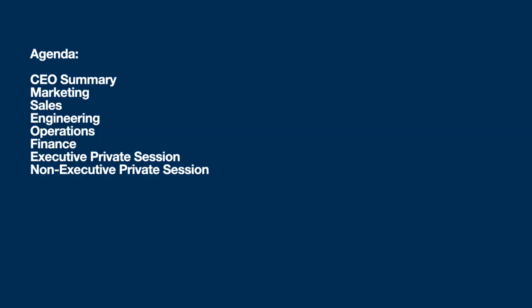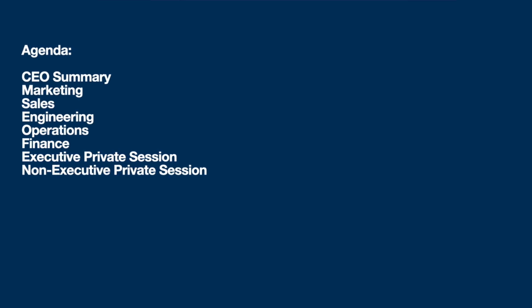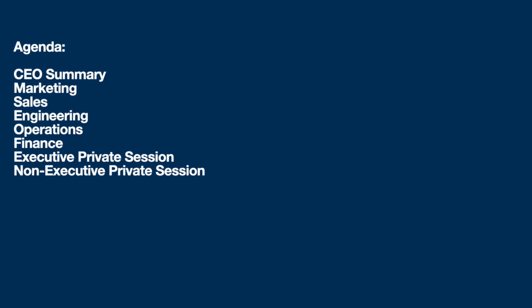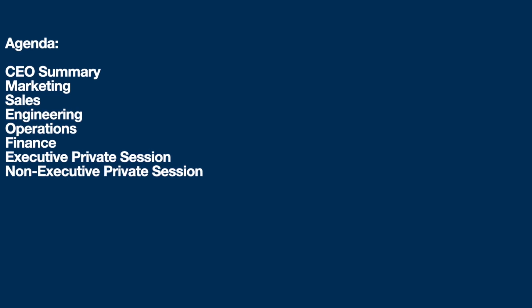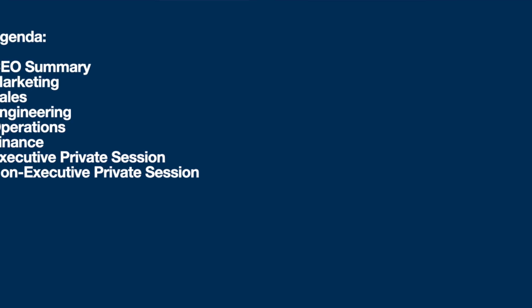So let's go through the basic areas of typically what you would cover and how you would cover this. The next piece is marketing. So you're going to go through marketing, then you're going to go through sales, engineering, operations, finance. Those are the next areas. Those are the basic areas of the business that you're going to go through.